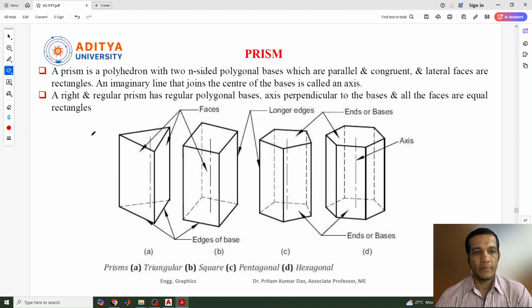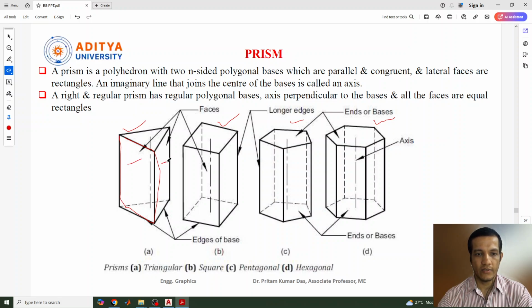Next is the prism. A prism is a polyhedron with two end polygonal bases which are parallel and congruent, and the lateral faces are rectangles. The imaginary line that joins the centers of the bases is called the axis. Here, this is a triangular prism, this is a square prism, this is a pentagonal prism, and this is a hexagonal prism. As I told you, all the side faces are rectangles.